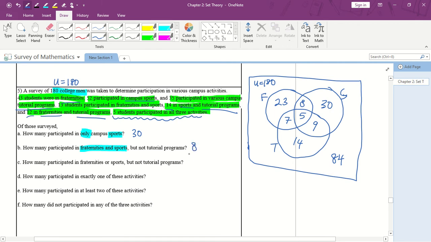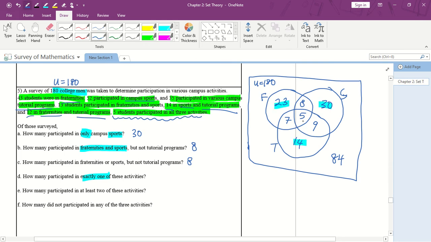And this is the repeating question. And the next one, how many participated in exactly one of these activities? Exactly one of these activities means this is only one, this is only one, this is only one.